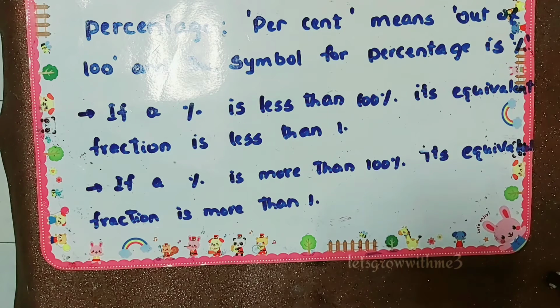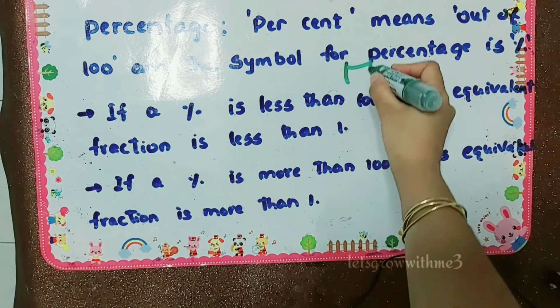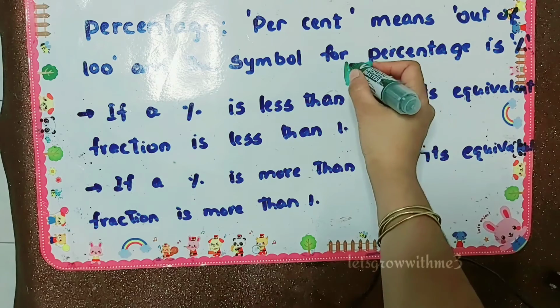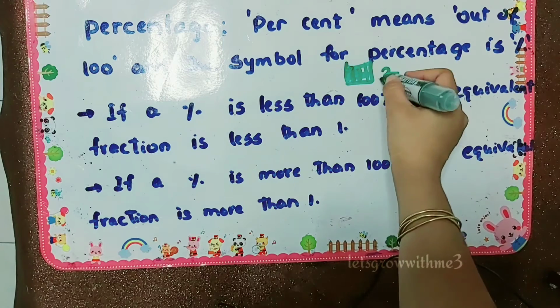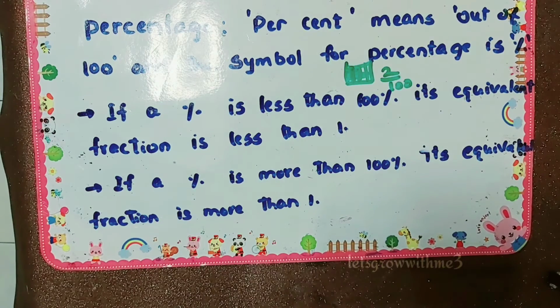I will explain the percentage concept with the help of a small example. Suppose we have 100 boxes, and out of 100 boxes, 2 boxes are filled. Whatever value we are comparing, we should compare with out of 100. So if 2 boxes are filled out of 100, we will write it as 2 over 100, which is a percentage. If you write it below 100, that means it's a percentage. Percentage is a fraction with denominator 100.